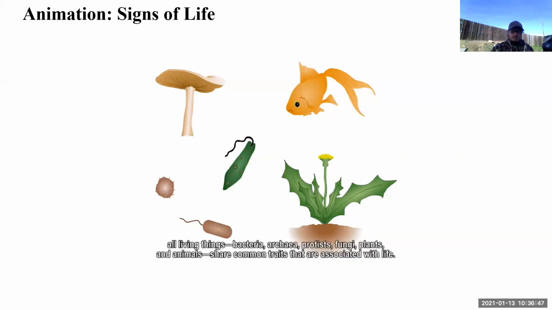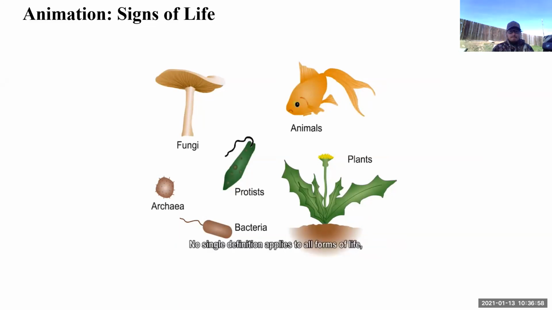Life on Earth, all living things, bacteria, archaea, protists, fungi, plants, and animals, share common traits that are associated with life. No single definition applies to all forms of life, so instead of defining life, we can only characterize it. Most biologists agree that in general, the following statements characterize life.